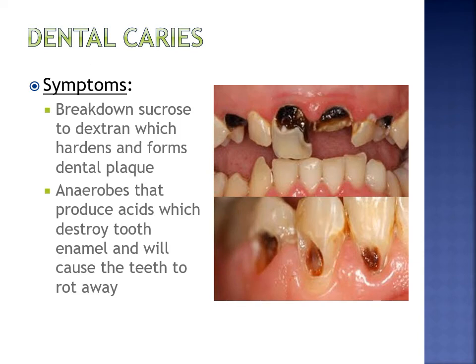So symptoms are basically these microbes get together and they start breaking down sucrose into dextran, so a type of sugar into another type of sugar that's actually kind of acidic, and it starts hardening and forms dental plaque. Then in that biofilm or that plaque, there are microbes that are no longer touching air because they're in the bottom of that biofilm, so they become anaerobes. Those anaerobes then start producing more acid, which breaks down the tooth enamel and will eventually cause the teeth to start rotting away, like you see in all these charming pictures.